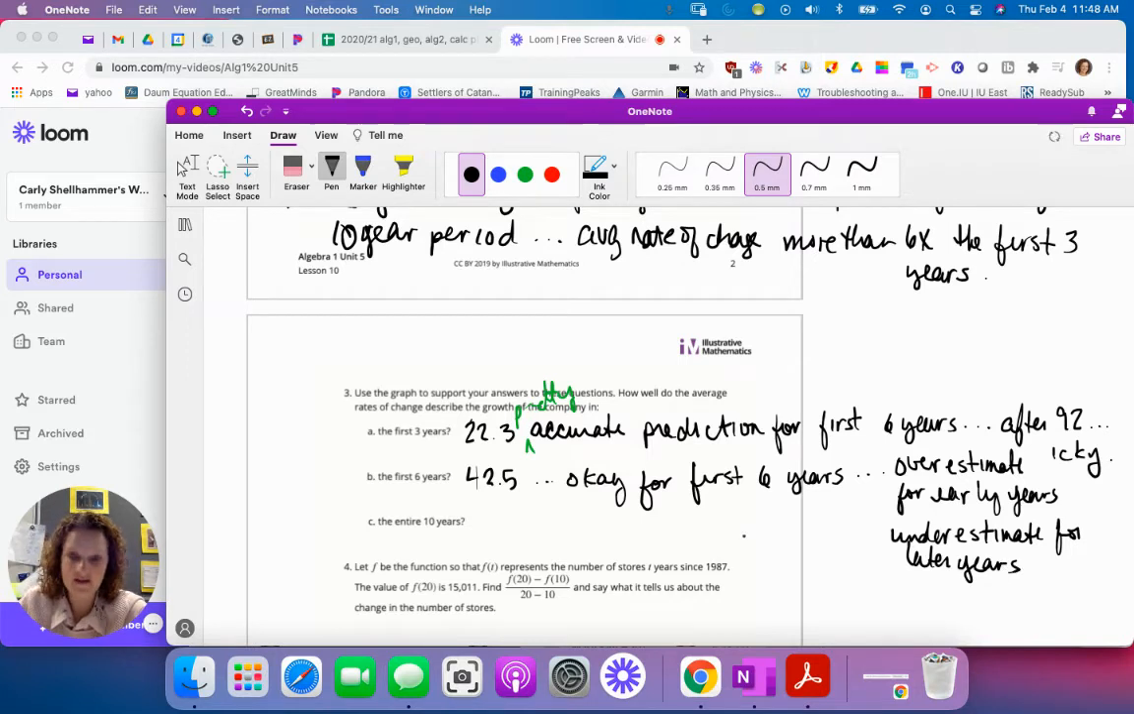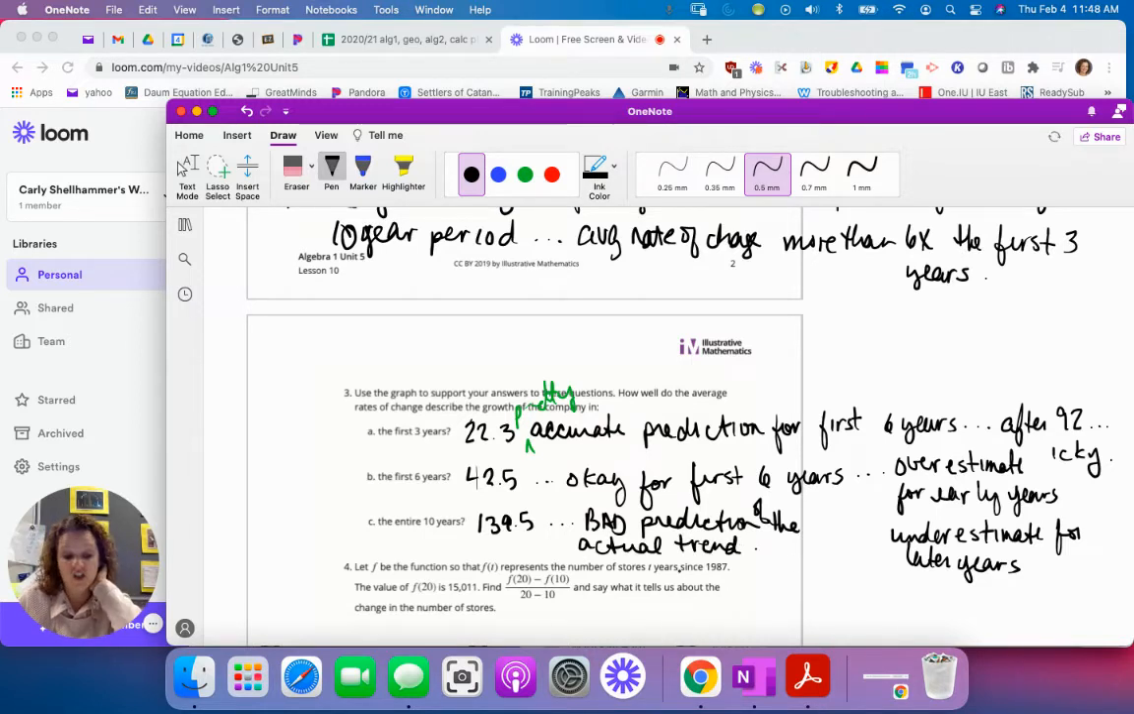And then the entire 10 years, that was 139.5. Bad prediction of the actual trend. Okay, that slope is huge. So it's a bad prediction of the actual growth. I should use growth, not trend. Bad prediction of the actual growth. The slope is way too high for those early years, okay?